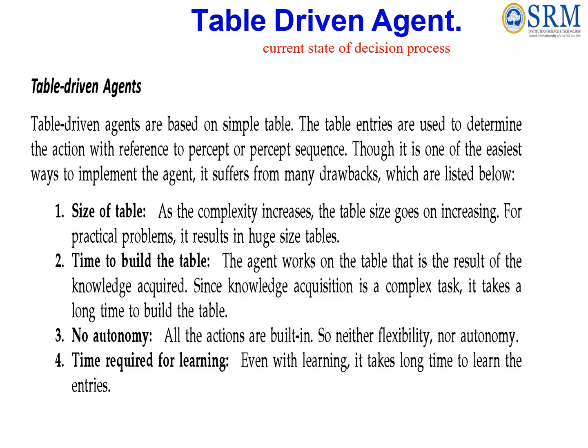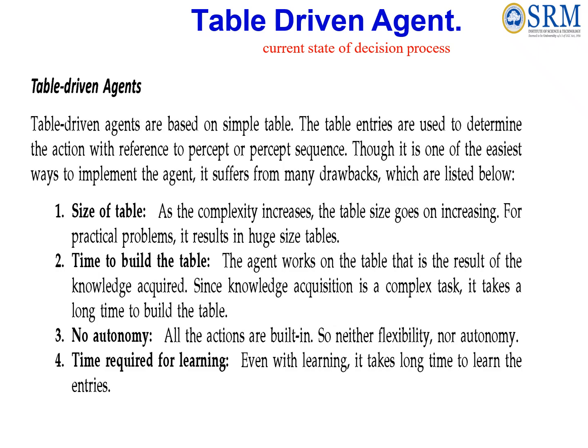So creating such a table might take a month, or it might take 6 months, or it might take years. So there is a very huge and high development time, which is the result of the table-driven approach. Next will be no autonomy.